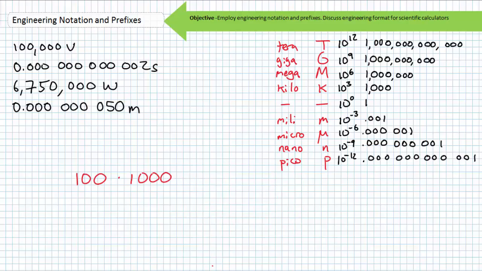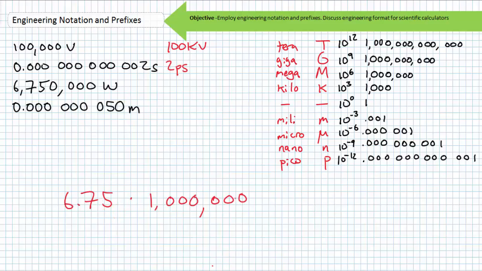Our first example is 100 followed by 3 zeros, meaning this is 100 times 1,000, or 10 to the third. 10 to the third could be replaced by the kilo, or little k prefix. Therefore, this number is better represented as 100 kilovolts. The second example has a coefficient of 2, 12 places to the right of the decimal point, meaning this is 2 times 0.000000000001, or 10 to the negative 12th. 10 to the negative 12th could be replaced by the pico, or little p prefix. Therefore, this number is better represented as 2 picoseconds.